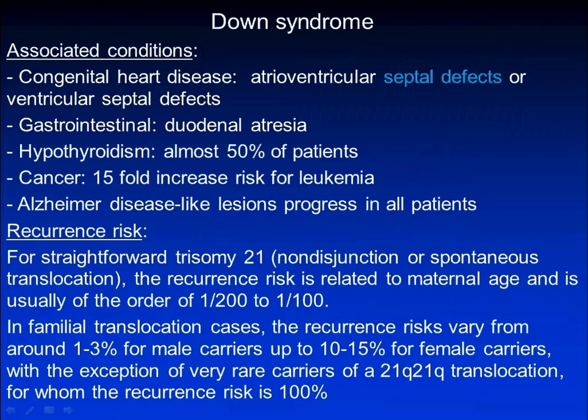Down syndrome has several associated conditions. 40% of newborns with Down syndrome have congenital heart disease. Typically, they have atrioventricular septal defects. They have a higher than normal rate of duodenal atresia and hypothyroidism. They have an increased risk for leukemia. The recurrence risk is typically 0.5% to 1%. In familial translocation cases, the risk may be higher.